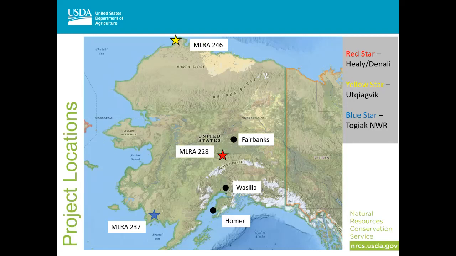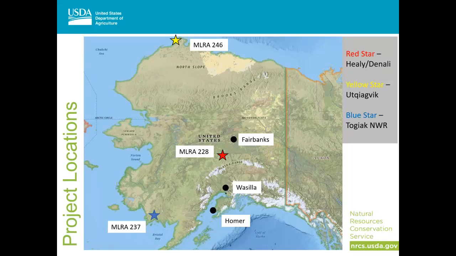So Alaska is featured in the January and April pages of the 2023 Soils Planner. January describes two winter projects, which are actually pretty rare for us. April features a more typical initial survey. The project locations we'll be visiting today include Healy, Utqiagvik, and Togiak National Wildlife Refuge.